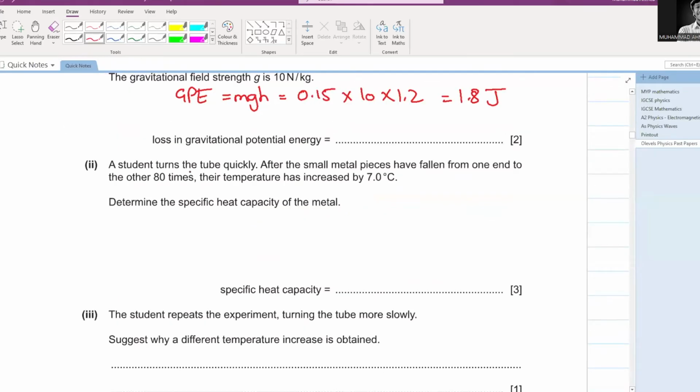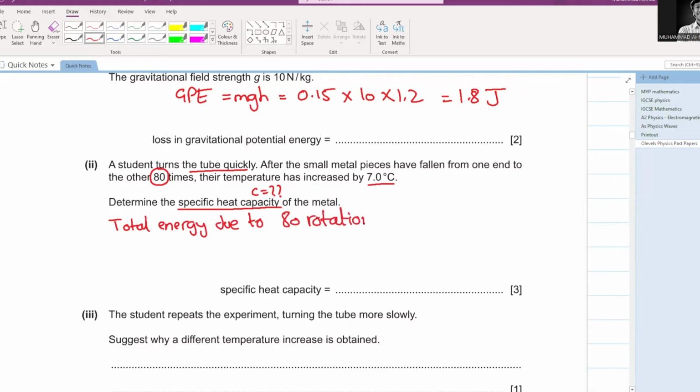A student turns the tube quickly after the small pieces have fallen from one end to the other 80 times. Wow. So you are turning the tube 80 times. Perfect. The temperature has increased by 7 degrees centigrade. Calculate the specific heat capacity, that is c, of the metal. बेटा आपने c निकालनी है. आप क्या करोगे? First of all, let's calculate the total energy due to 80 turns, या कह लो due to 80 rotations.